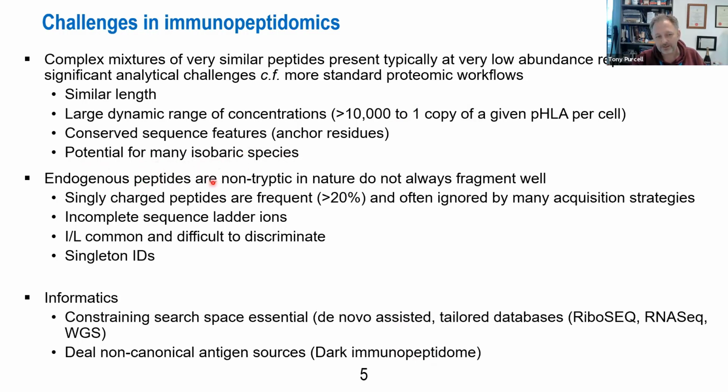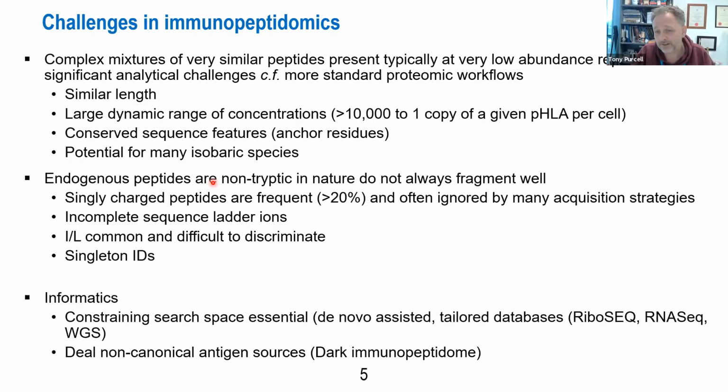These endogenous peptides are not predictable. These are not tryptic peptides. These are generated through, as you've seen, quite a complex mechanism involving the proteasome and other peptidases that trim these peptides in a relatively unpredictable way. And being non-tryptic peptides, they don't always give us the nicest B and Y ion set that allow us to get very confident sequencing.